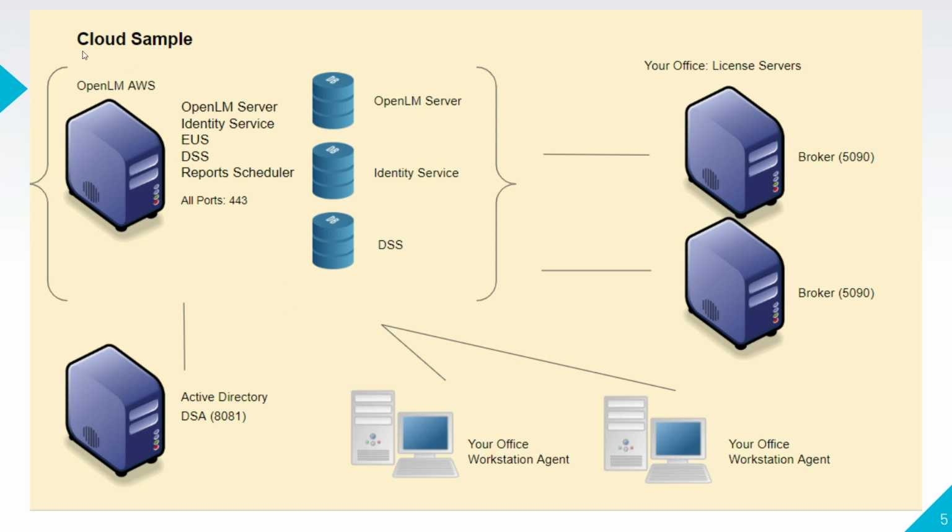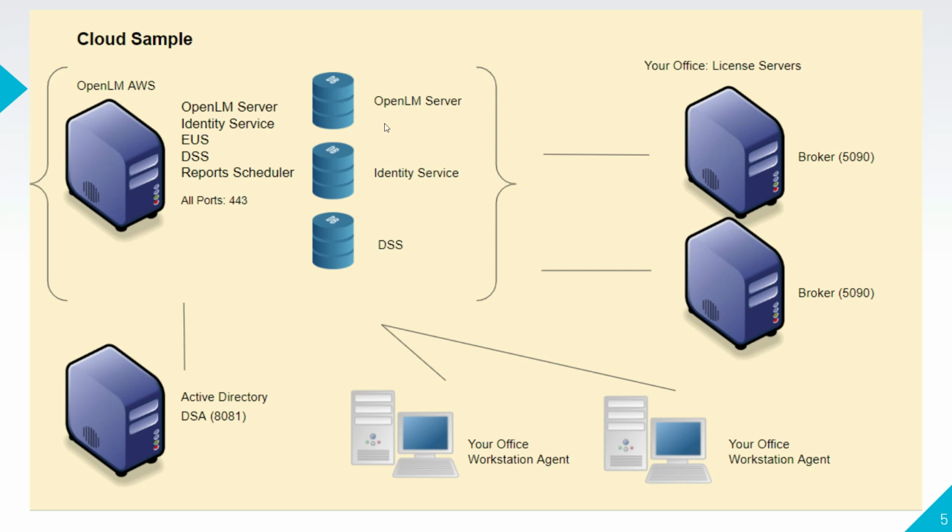And then we also have a cloud deployment. We have the OpenLM AWS. We already pre-installed OpenLM Server, Identity Service, End User Service, DSS, and Report Scheduler. All ports are 443, so you can connect to the OpenLM AWS through 443 through your gateway in your office.